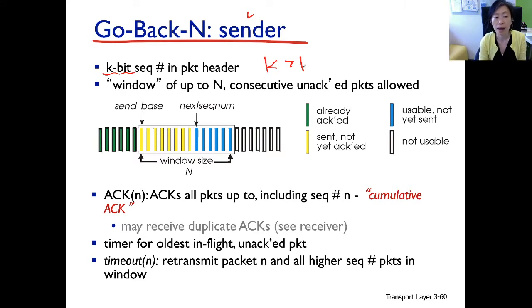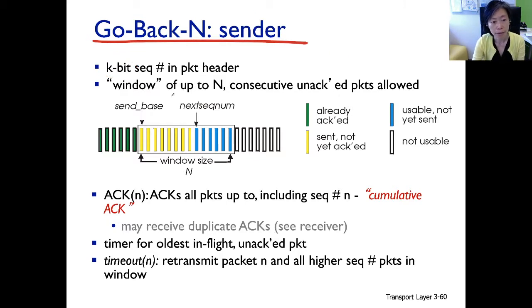Now, having k bits in the packet header as the sequence number field, the sequence number can range from 0 all the way to 2 to the power of k, minus 1.